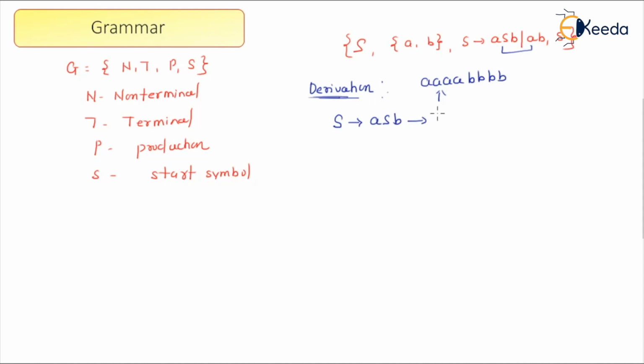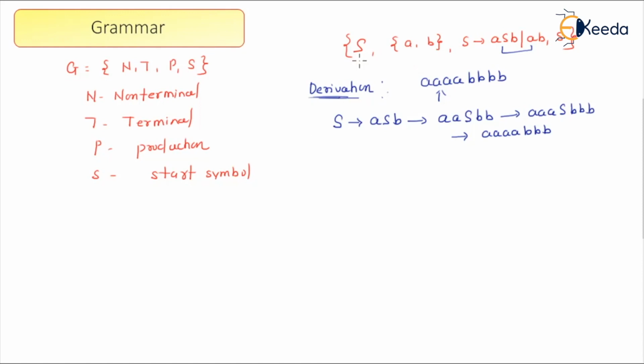I cannot go further, but I have to generate more a's. So I'll go again with aaSbb, then aaaSbbb. Finally, I'm ready to terminate, and it becomes aaaa bbbb, four a's and four b's. This process is called derivation, and we learn it in detail in our automata theory class.